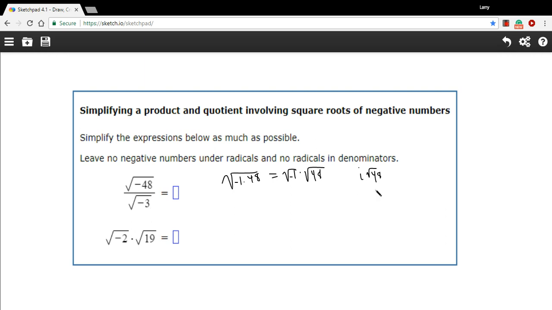I'll do the same thing on the bottom. So this is i times the square root now of a positive 3. Once I've done that, you can see that I have an i on the top and the bottom, so those will cancel.